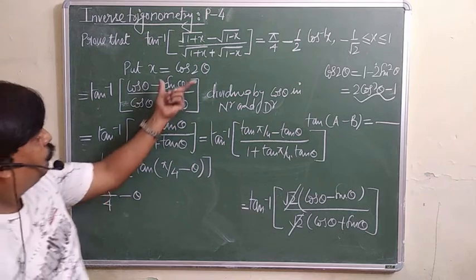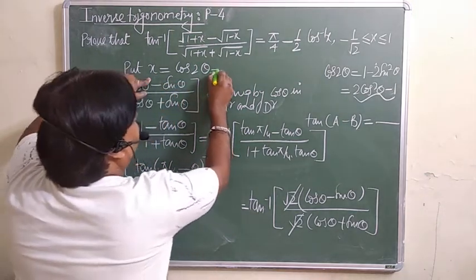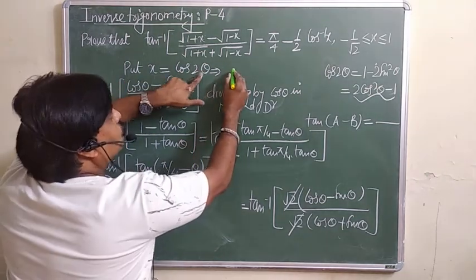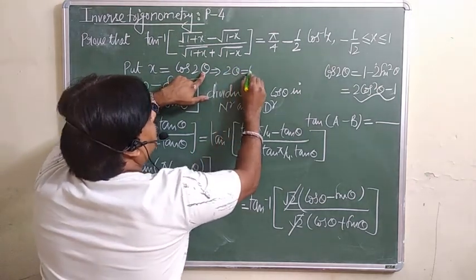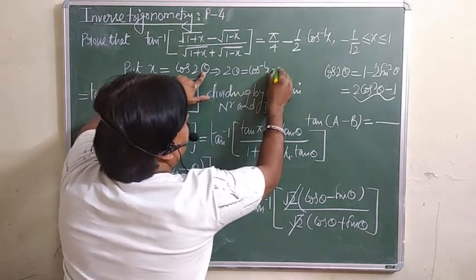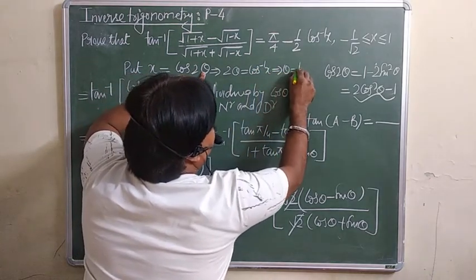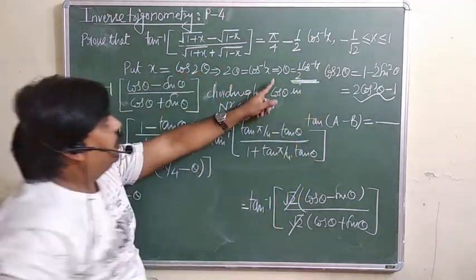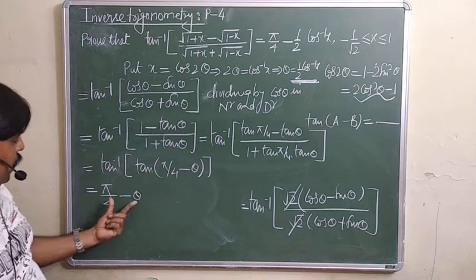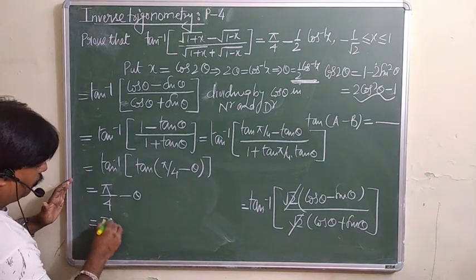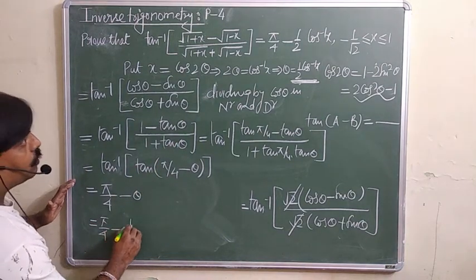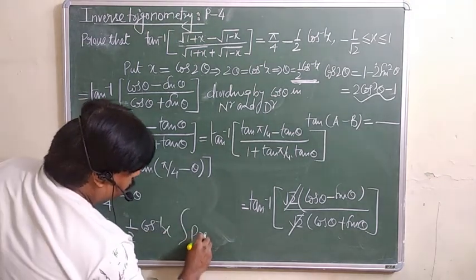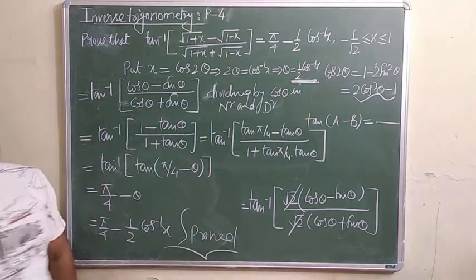See now, from here you are supposed to find the value of theta. So what will you get from here? x is equal to cos 2 theta. So 2 theta is equal to cos inverse x, or theta is equal to 1 by 2 cos inverse x. So this is the value of theta. You can put it here. So what will you get? Therefore this is equal to pi by 4 minus 1 by 2 cos inverse x, and this is your proof. So have a look.